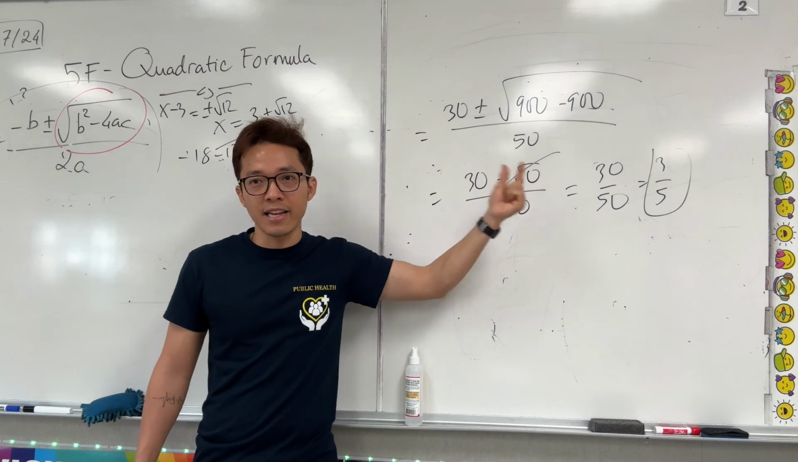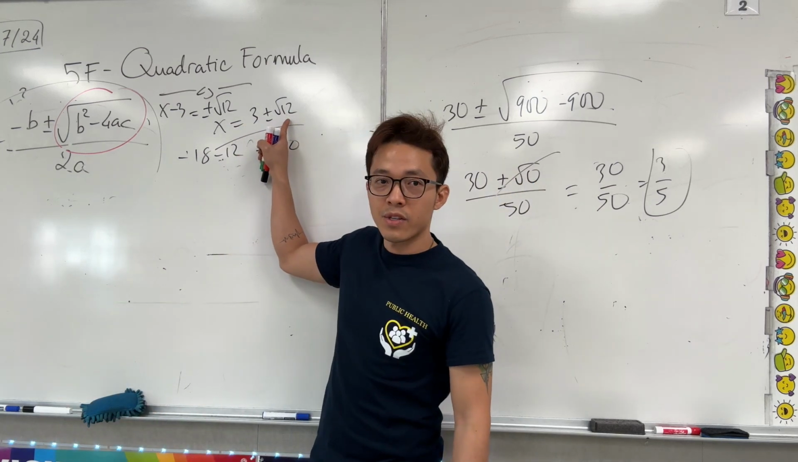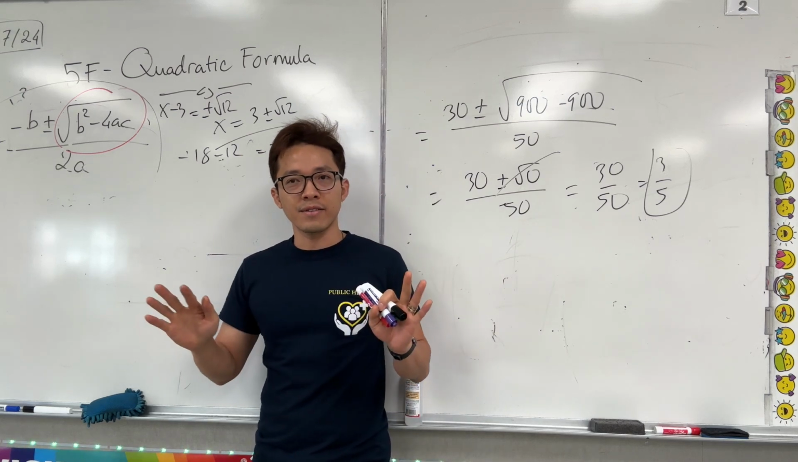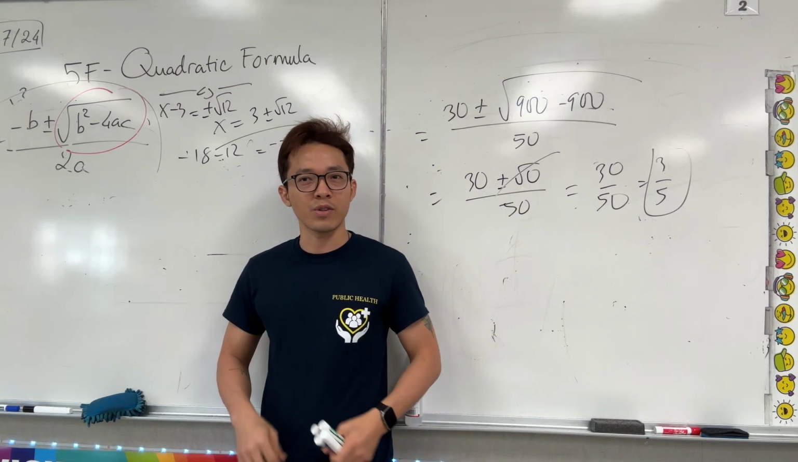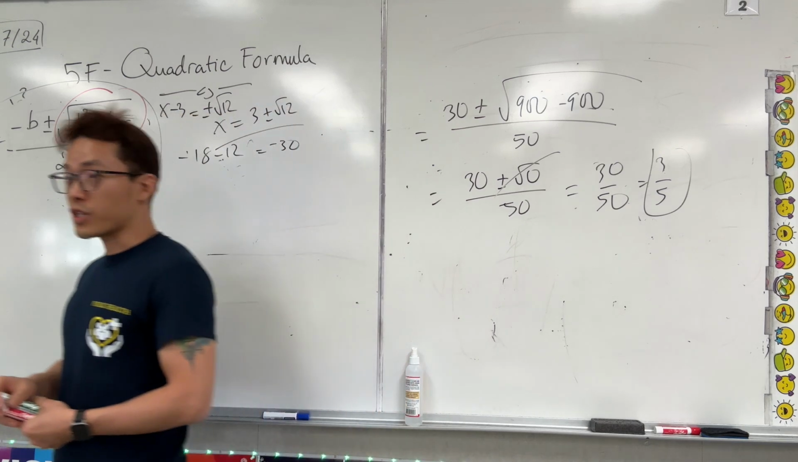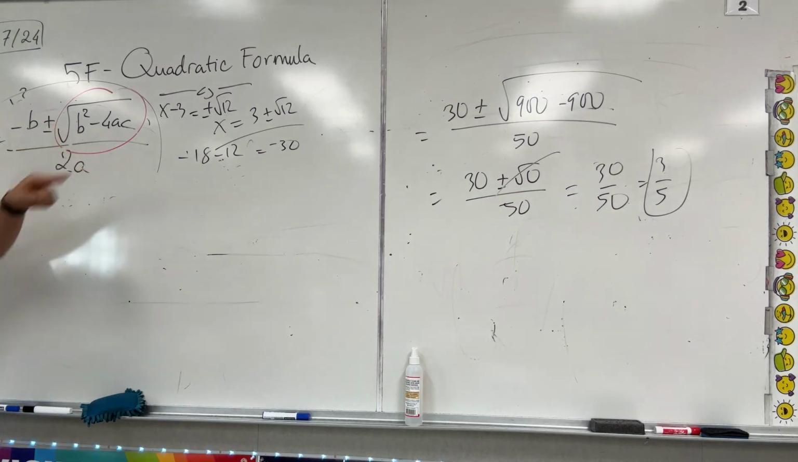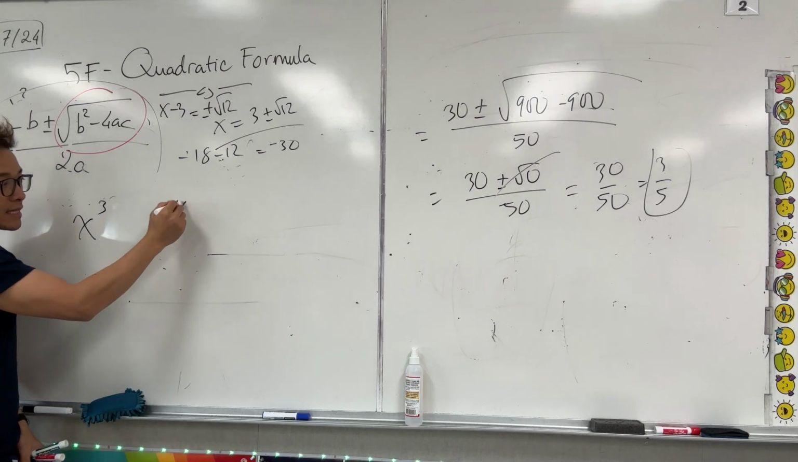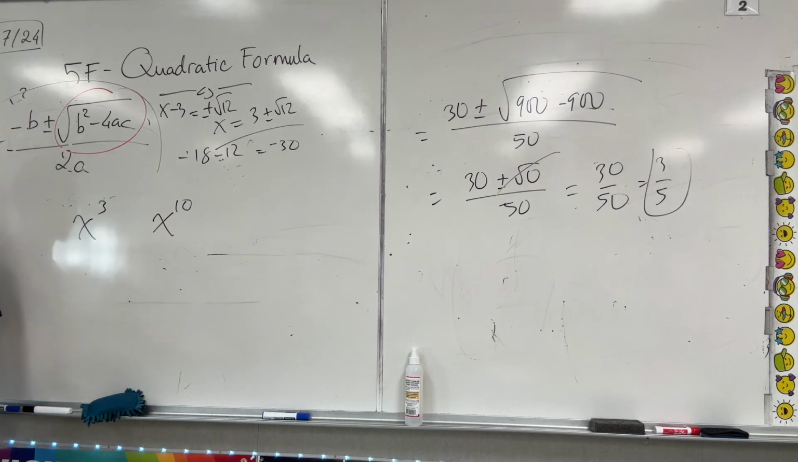When the inside is larger than 0, how many solutions do you have? 2 solutions. Have we ever worked with one that has no solution? Can you ever have 0 solutions? No, and not 3 solutions either, because the highest power is 2. Remember, the highest power is 2, so you have at most 2 solutions. We talked about that. If the highest power is 3, you have at most 3 solutions. If the highest power is 10, you have at most 10 solutions.